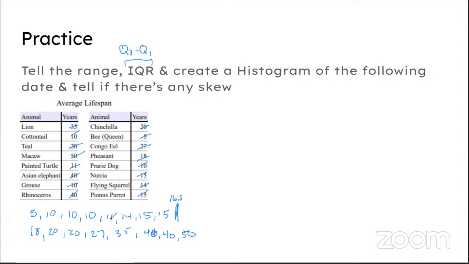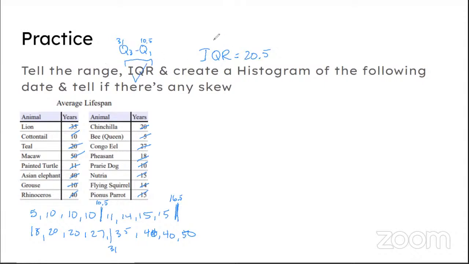1, 2, 3, 4, 5, 6, 7, 8. So this is going to be 10.5 for quartile 1, 10.5. 1, 2, 3, 4. So right here between 27 and 35. 27 plus 35 divided by 2 is 31. So 31 minus 10.5 is 20.5. So IQR is 20.5. So we got that done.